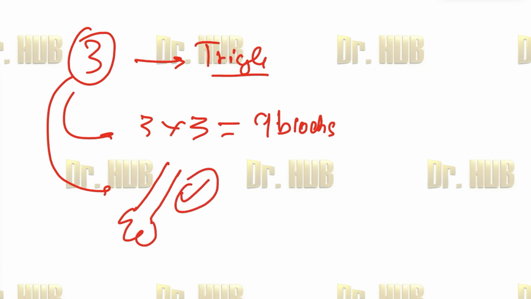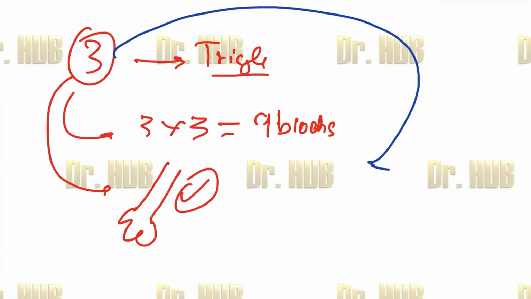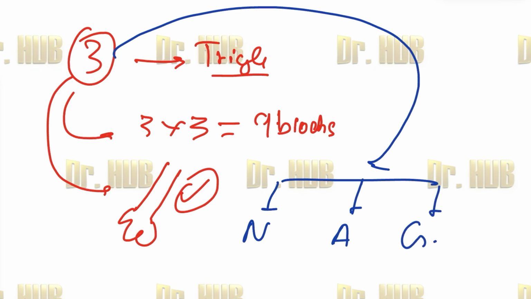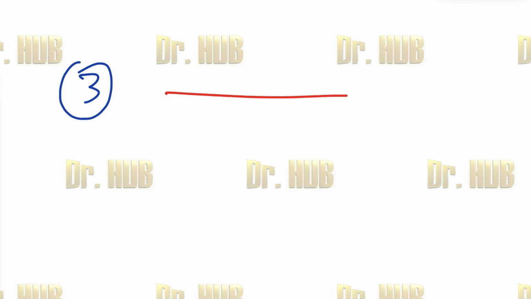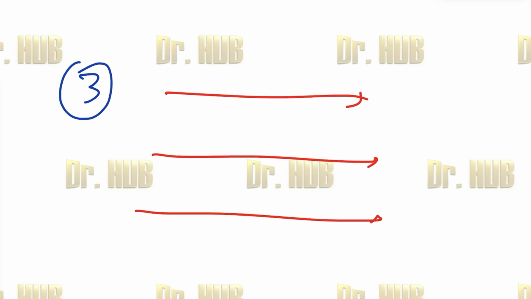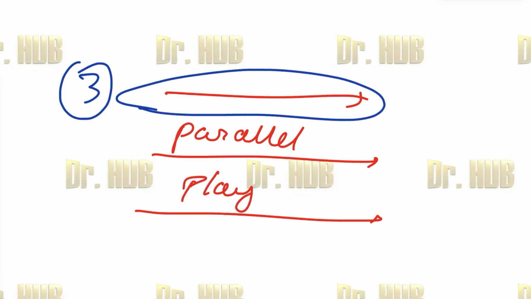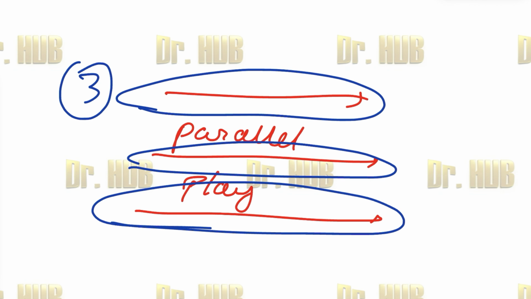Next, at 3 years the child is able to know 3 things: name, age, as well as gender. And at 3 years, the child is able to play a simple ball game and engages in parallel play with other children. So there are 3 lines. At 3 years, there is parallel play.